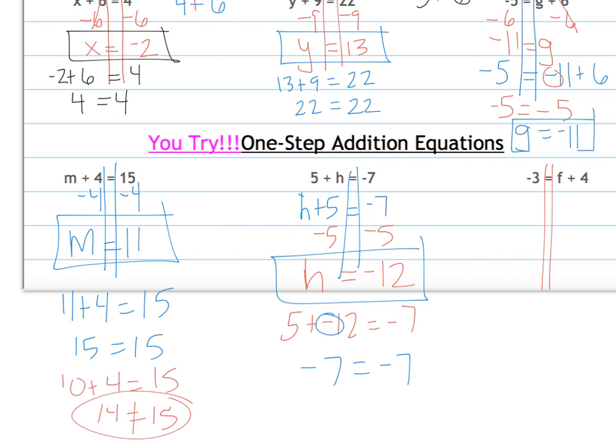One more, train tracks. Inverse, opposite of adding is subtracting. So I get f equals negative 7. Check it. Negative 3 is negative 7 plus 4. More negatives than positives. It's true, so my solution is f equals negative 7.